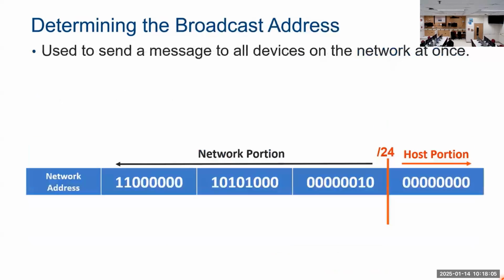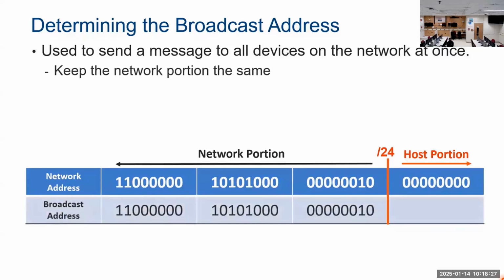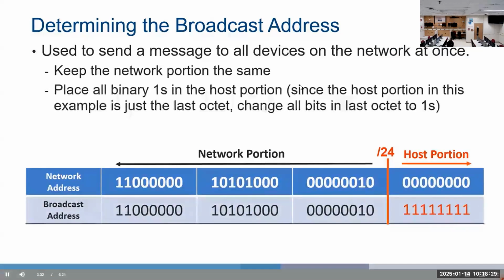192.168.2.0/24. Now let's determine the broadcast address for this network, which is used to send a message to all devices on the network at once. Whereas the network address had all binary zeros in the host portion, the broadcast address will have all binary 1s. Since the host portion in this example is just the last octet, to determine the broadcast address, we keep the network portion the same and change the host portion to all 1s.